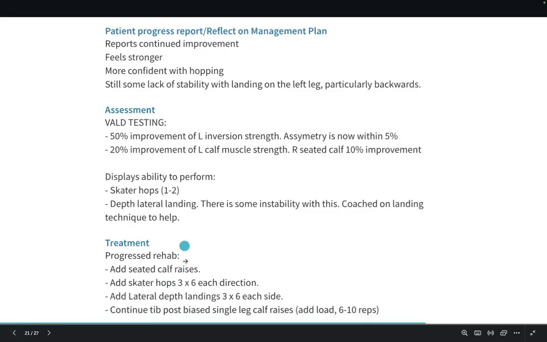And also, we're adding some skater hops, lateral depth landing. So doing a lot more plyometric and lateral movements, because her tib post can now handle it, which is great.